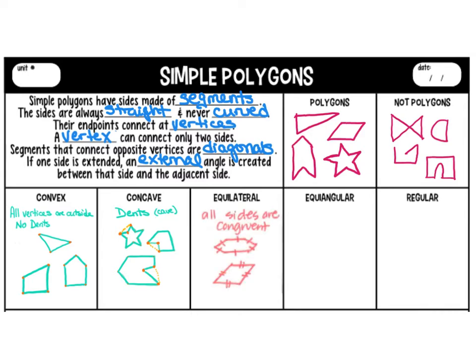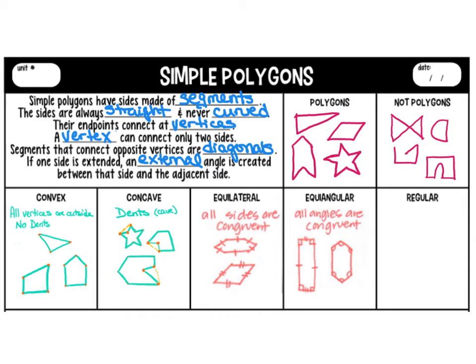Equilateral polygons are when all the sides are congruent. So when all sides have equal measure. So these hash marks are showing that all the sides are the same length because they all have one hash mark. And here they all have two hash marks showing that all those sides are congruent.